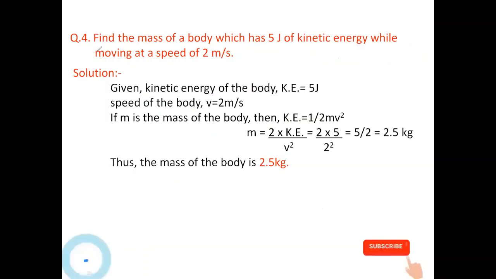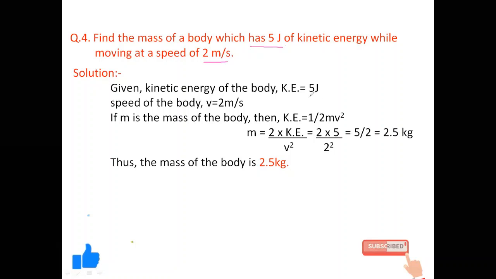Question number 4 says that find the mass of the body which has 5 joule of kinetic energy while moving at the speed of 2 meter per second. What is given here? Velocity is given and kinetic energy is given, and we have to find out the mass of the body. Let us see the solution.